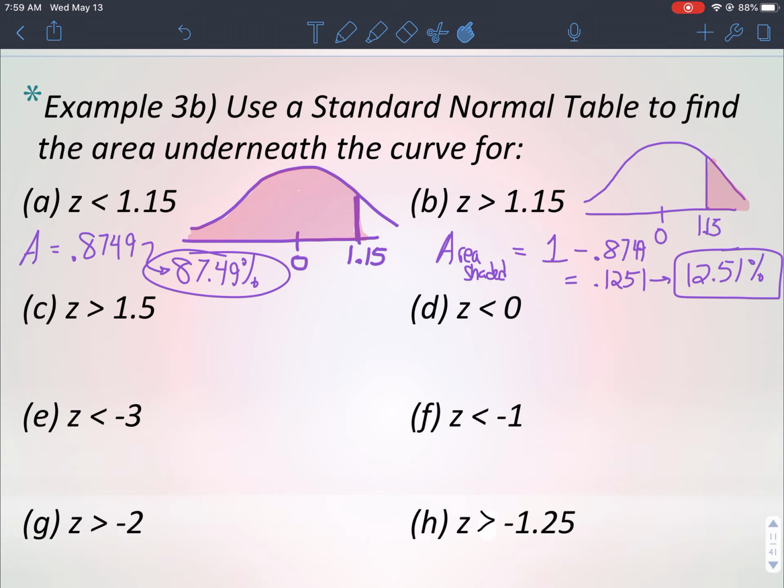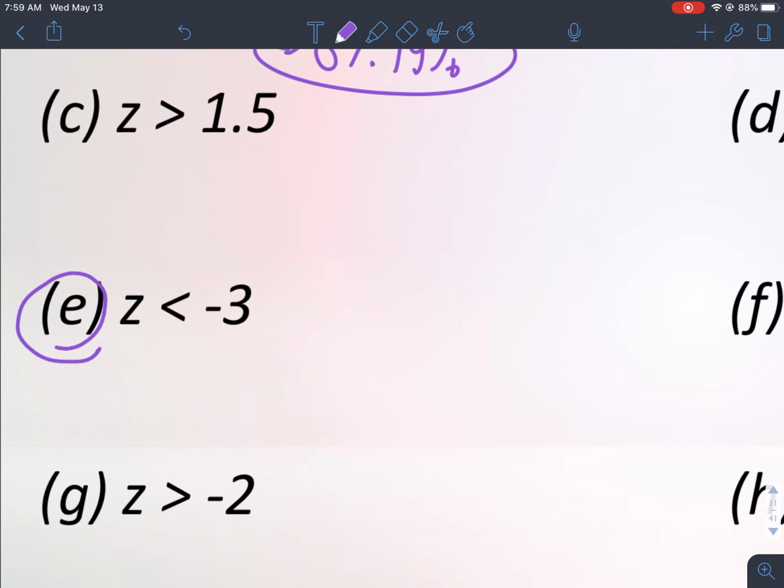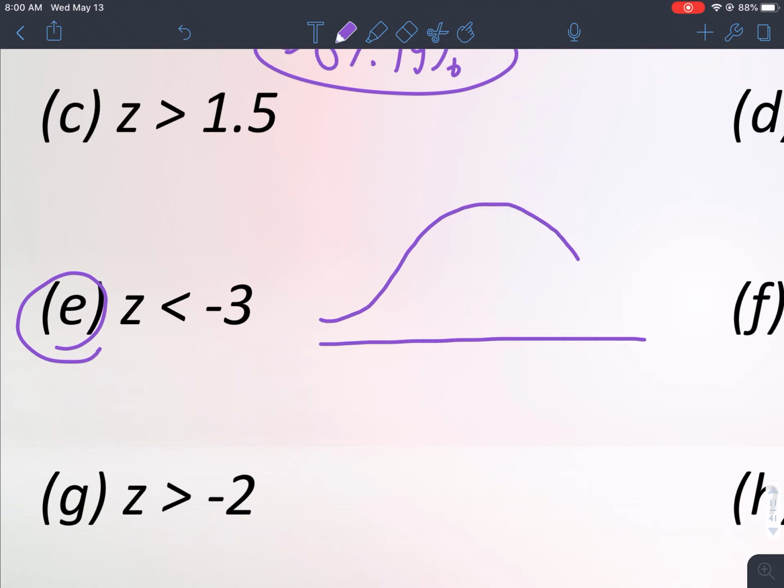Let's try another one. Let's try E. Z is less than -3. So first things first, draw your bell curve. Mean 0. -3 is going to be 3 standard deviations to the left. So 3 is going to be right here, negative. And we want the area to the left because it's less than. So we want that little piece of shaded area right there.